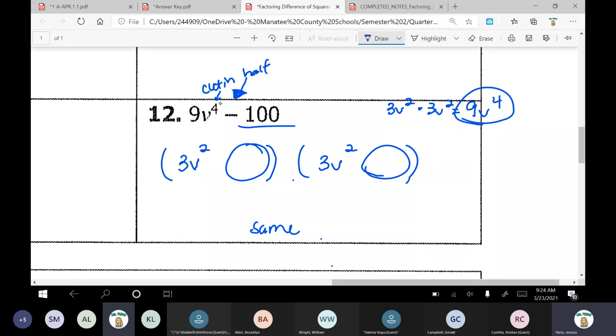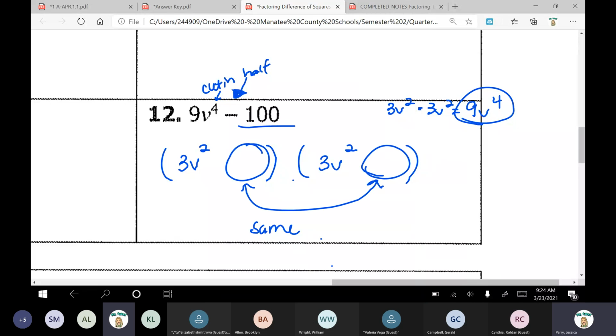100. We need these two things to be the same thing. What times what is 100? Same number. Or what's the square root of 100? What times what is 100?